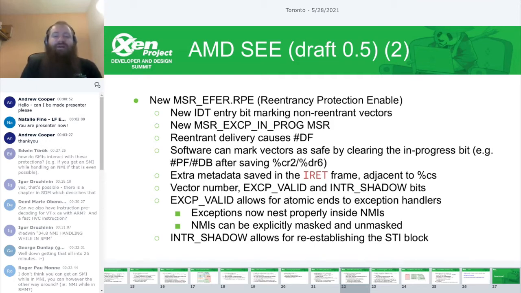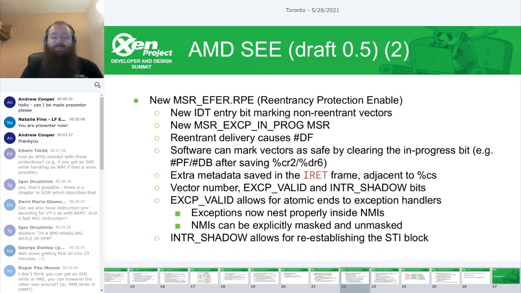You get the vector number and the exception valid bit. In particular, exception valid lets you now deal with the fact that you know what is logically the end of the NMI handler, because the end of the NMI handler is the IRET that sees exception valid and vector 2. So this lets exceptions nest correctly inside an NMI handler without unblocking the NMI shadow.